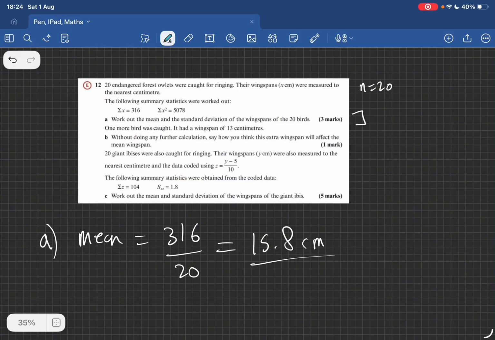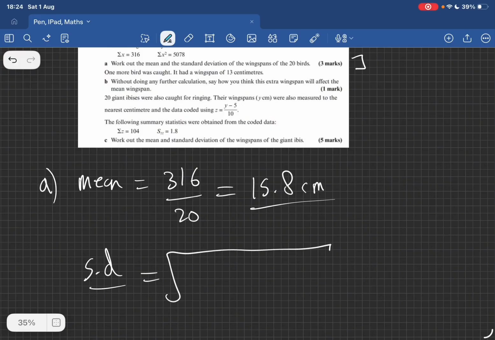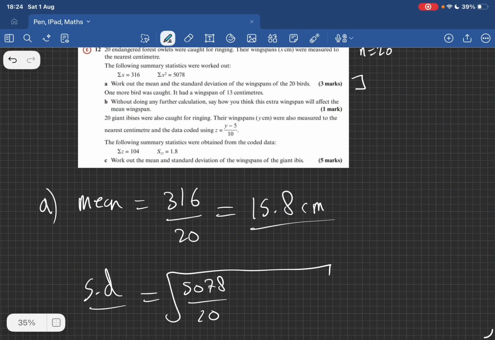units. And then standard deviation is going to be the square root of 5078 over n, minus 15.8 squared. Put that all in the calculator at once, so 5078. Break it down if you often find yourself making mistakes. Squared, and that gives us a standard deviation of 2.06 centimeters.